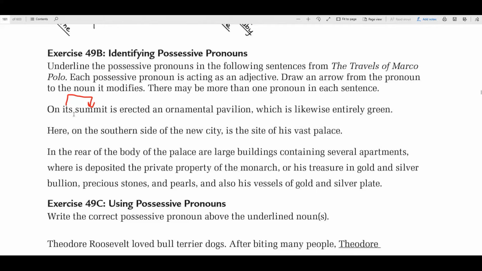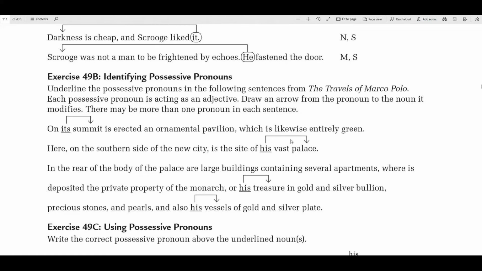Okay. All right. So here on the southern side of the new city is the site of his vast palace. His. Is that what y'all are thinking? Let's check it. Yep, we're right.